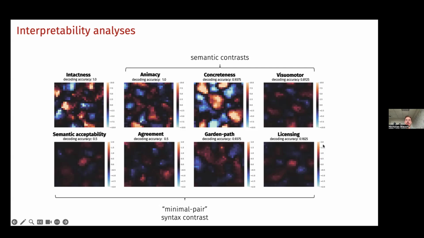And notably, this color bar is on a much more restricted range than this one. So it's even weaker than it might look at first glance. And we couldn't really decode these properties either. So yeah, there's this distributed representation of these different properties, and some of them are represented and some of them aren't.